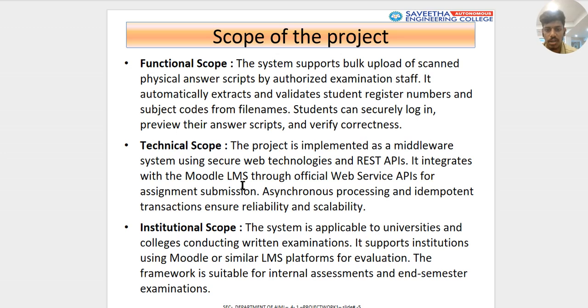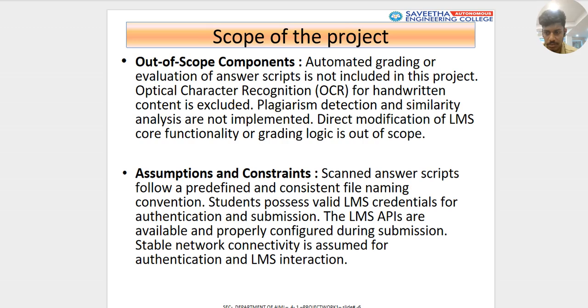The scope of the project is functional scope, technical scope, institutional scope. Functional scope: this system supports bulk upload of scanned physical answer scripts by authorized examination staff. Technical scope: the project is implemented as a middleware system using secure web technologies and REST APIs. Asynchronous processing and independent transactions ensure reliability and scalability. Institutional scope: the system is applicable to universities and colleges conducting written examinations. The framework is suitable for internal exams and semester exams.